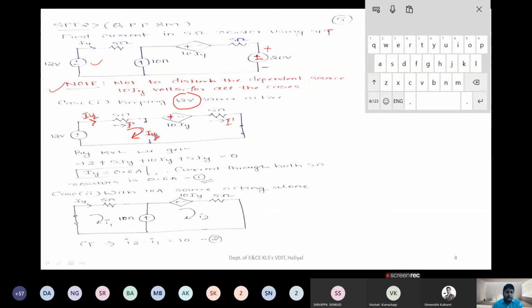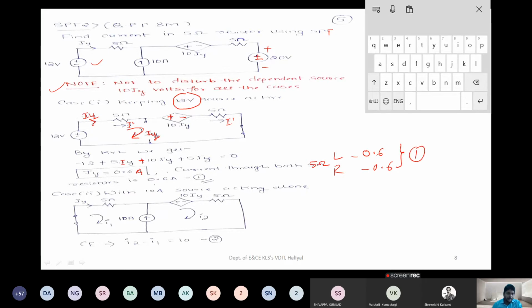If you apply KVL, you get minus 12 plus 5 times Iy plus 5 times Iy plus 10 times Iy, which is the dependent voltage source value, plus 5 times Iy. If you solve for Iy, you get 0.6 amperes. So in both 5 ohm resistors, left and right side, a current of 0.6 amperes is flowing. This is our first result.